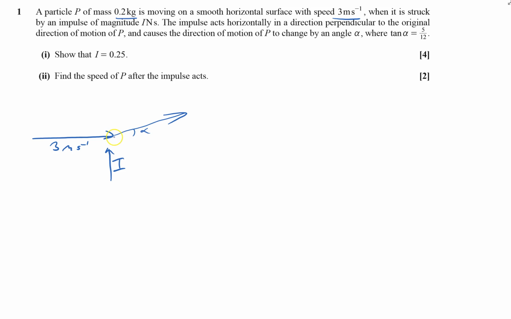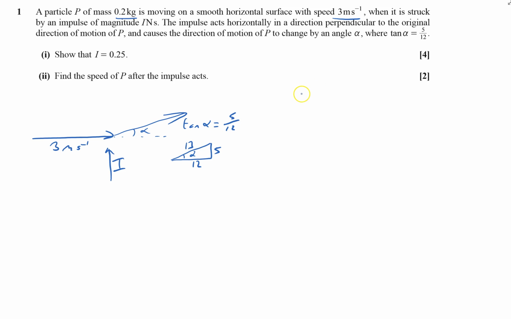That's an angle of alpha to its original direction. And it says that tan alpha is 5/12. As soon as I see 5/12, I'm thinking 5, 12, 13, opposite over adjacent. So if that's my angle alpha there, the opposite will be 5, the adjacent will be 12, and the hypotenuse will be 13.